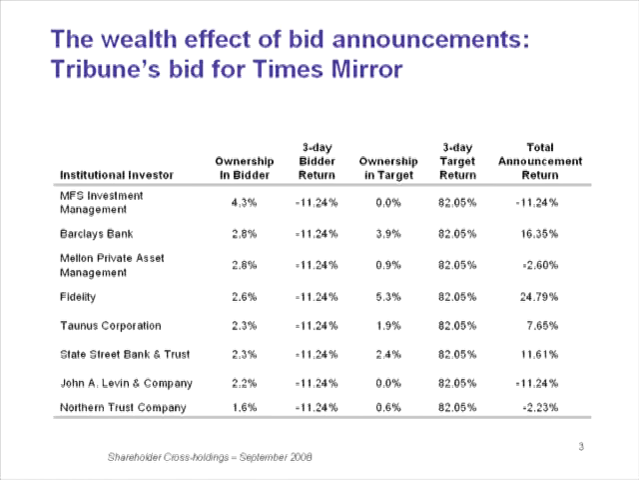Barclays, however, actually had a larger stake in Times Mirror than it did in Tribune, and once you work out the actual total effect on their portfolio, they actually ended up benefiting from the announcement of the transaction, and so forth as you go down. You see some of these. Fidelity had twice as much in the target as they did the bidder, and so they were quite happy overall with the announcement, even though some of their fellow shareholders in Tribune were losing 11% on the deal.